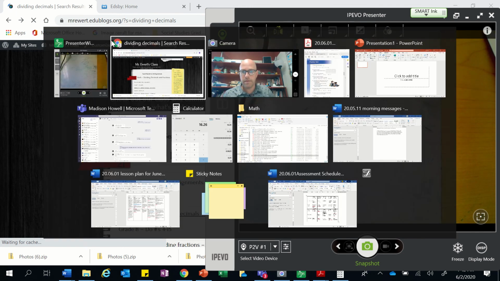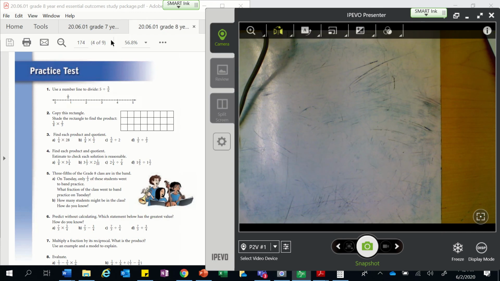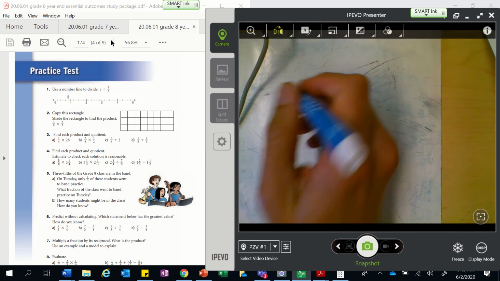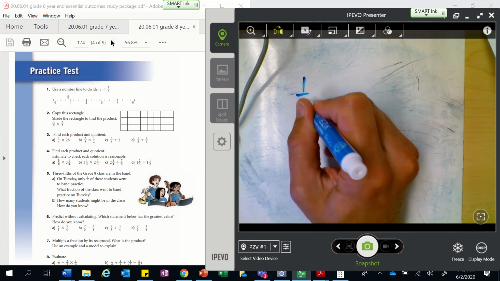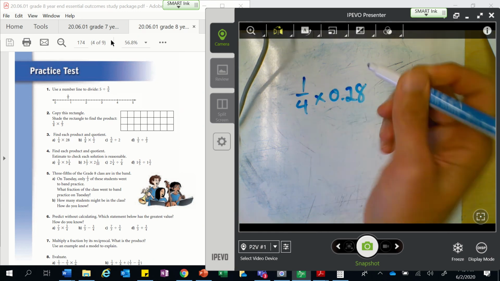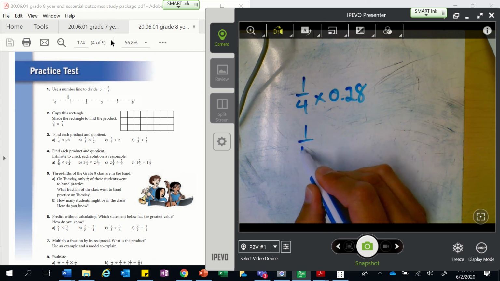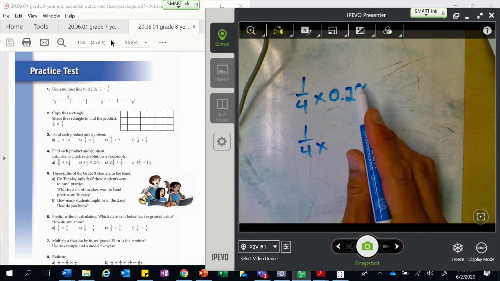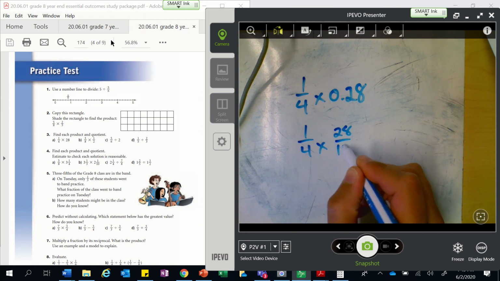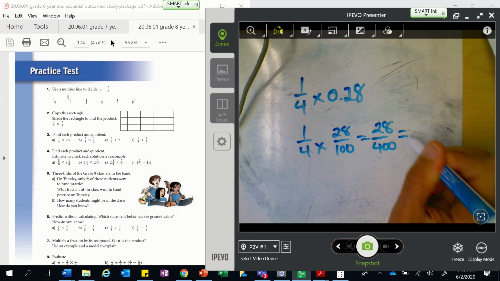All right, number 3. Number 3 is find each product and quotient. Once again, a product is multiplication, quotient is from dividing. Well, it starts a little difficult. These don't even look the same. Well, you could turn that into a decimal, or you could go 28 hundredths. You could turn that into a fraction. Dealer's choice, you choose, and you can get your answer.